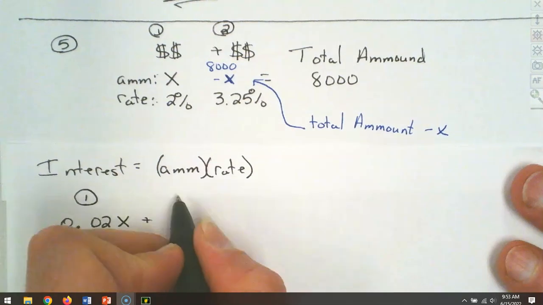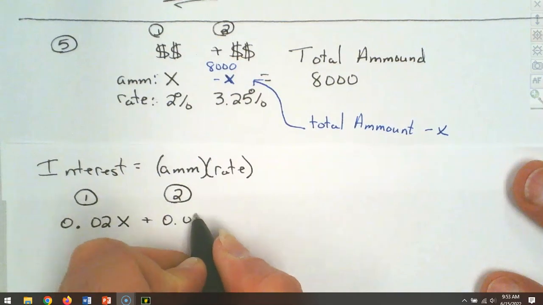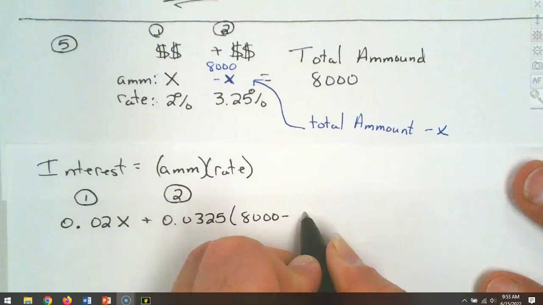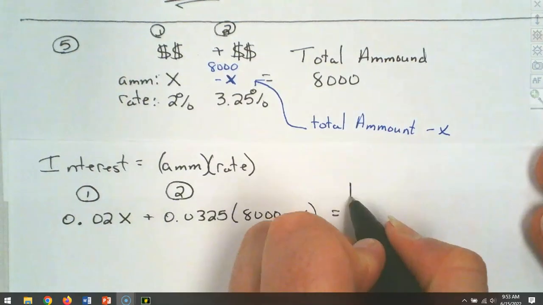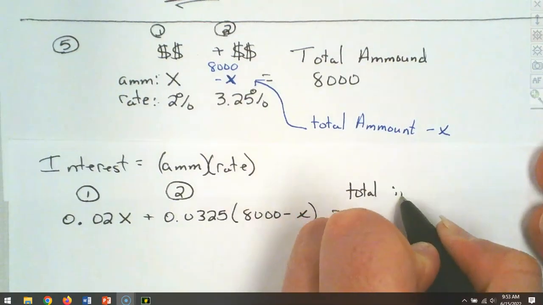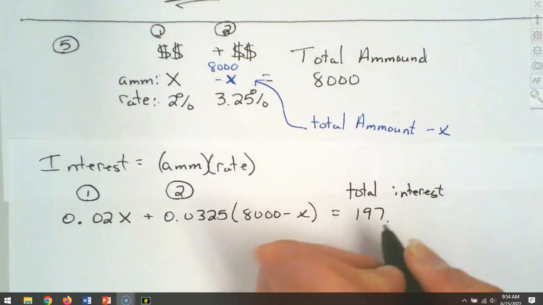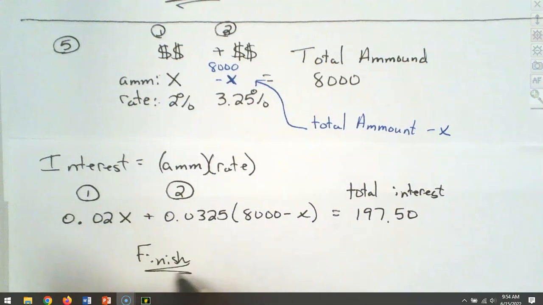We're going to add to that the second one, which is 0.0325, and how much is in there? 8,000 minus X. And here's where students sometimes make a mistake. This is going to be the total interest, not the amount of money. The total interest. And how much money did I make in interest? Well, I made $197.50. And I think you can finish it from there, right? But you see how I set it up?